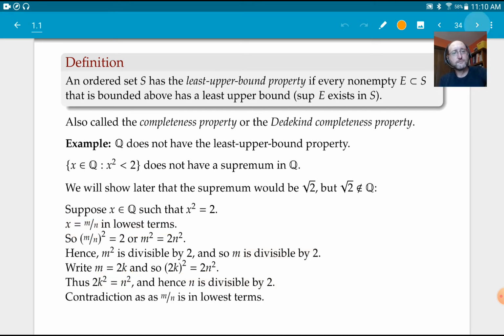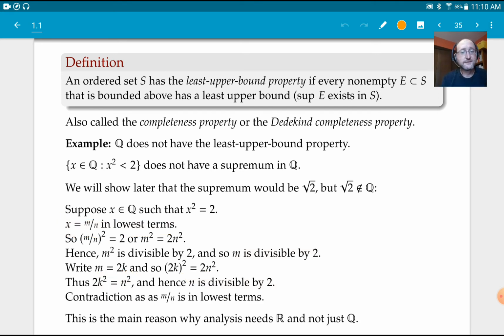All right. So not every bounded subset in Q has a least upper bound. So Q does not have the least upper bound property. And this is one of the main reasons for using the real numbers instead of the rational numbers in analysis. We want to be able to take suprema.